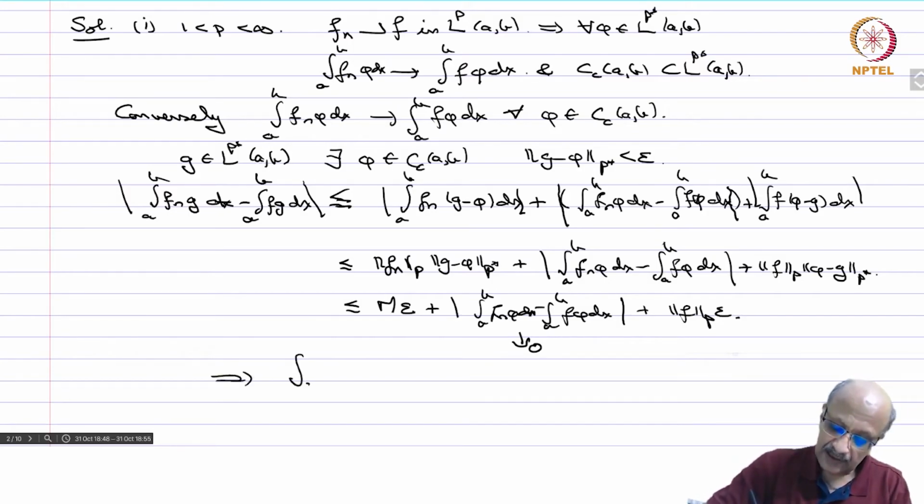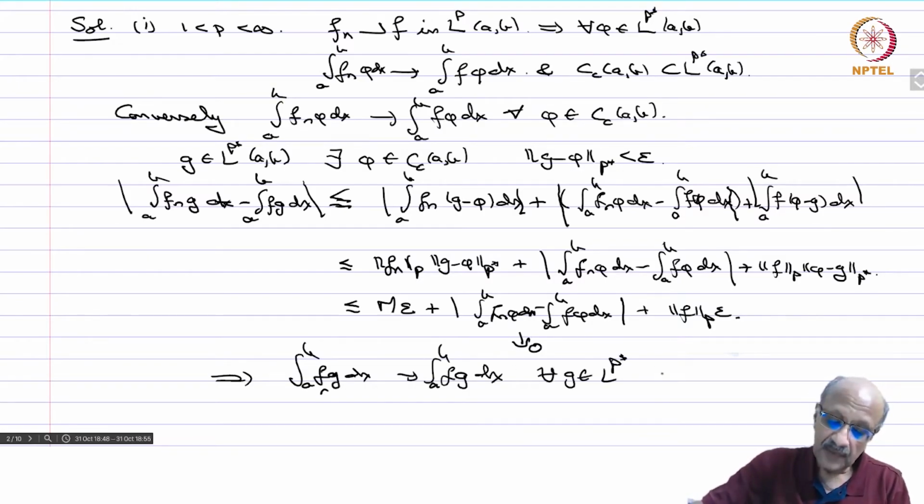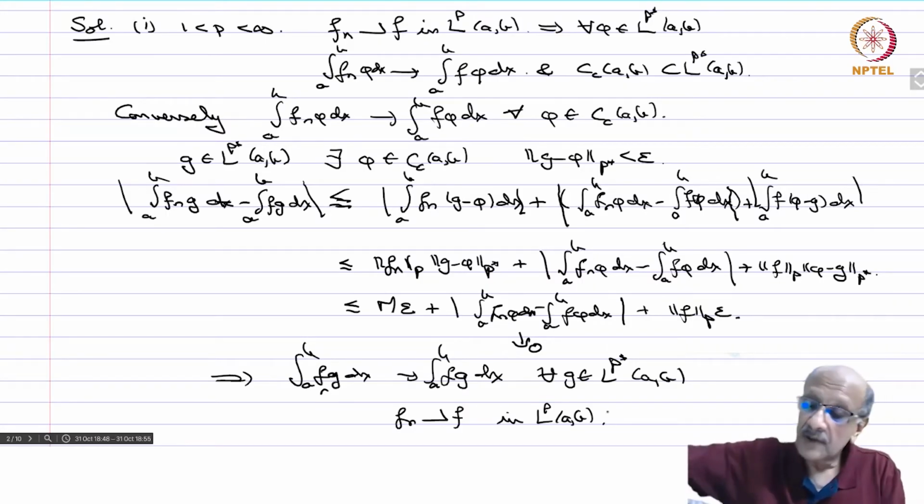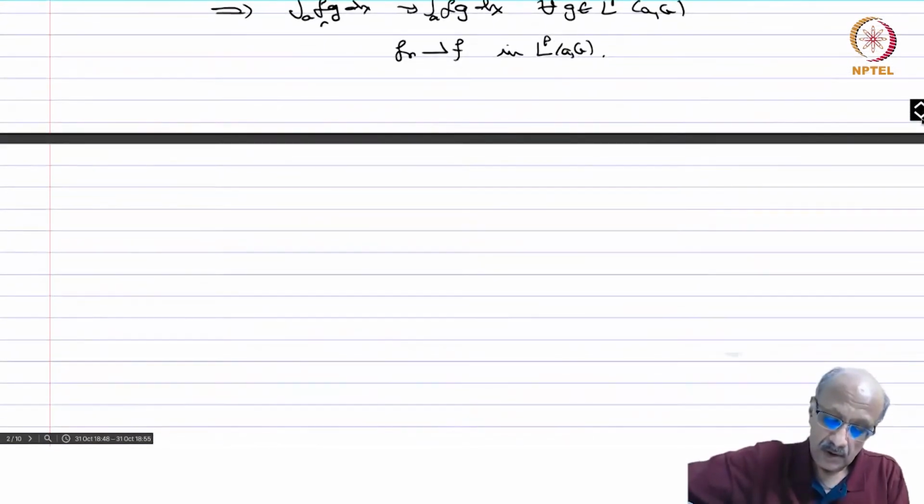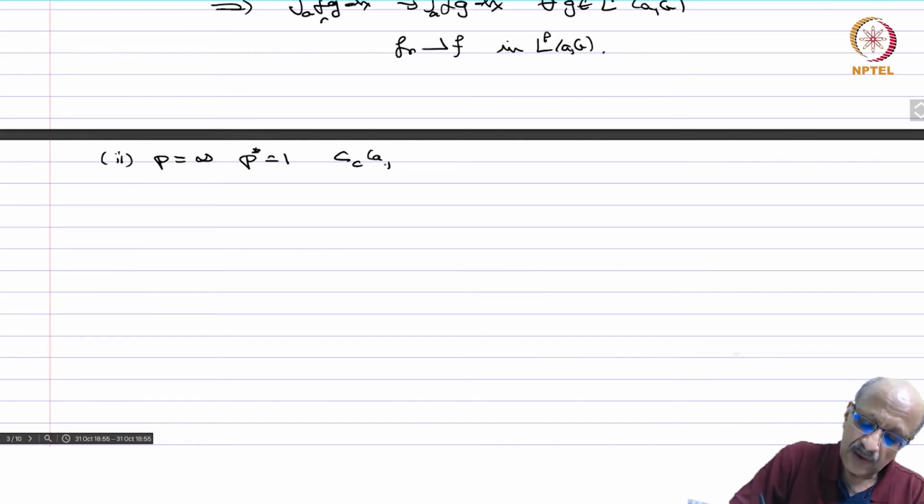Okay, and you are given that this goes to 0, and therefore everything can be made arbitrarily small. So this implies that the integral from a to b of f_n g dx goes to the integral from a to b of f g dx for every g in Lp star(a, b), and that is f_n goes to f weakly in Lp. Okay, so that proves 1. For 2, p equals infinity, so p star equals 1, and again you have C_c(a, b) is dense in L1.